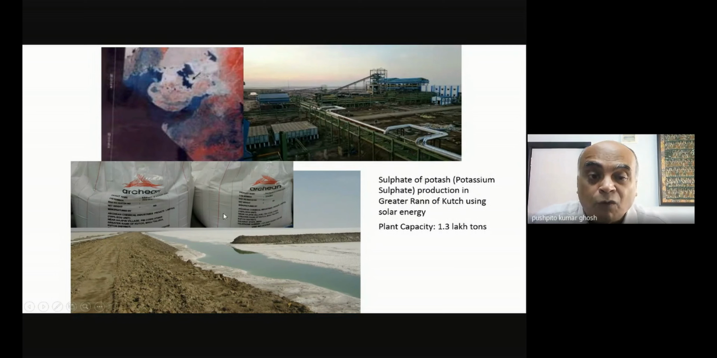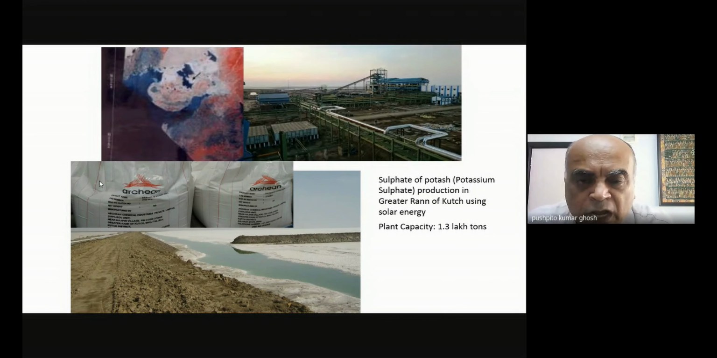Now, what you see over here is potassium sulfate, sulfate of potash. This is a plant that I think now makes about 3 lakh tons; earlier it was making about 1.3 lakh tons. It takes that bittern, and it has vast areas of land, and it does all the evaporation and all the subsequent technologies for recovering potash, which I'll show you, and it makes this, the best potash fertilizer in the world, potassium sulfate.